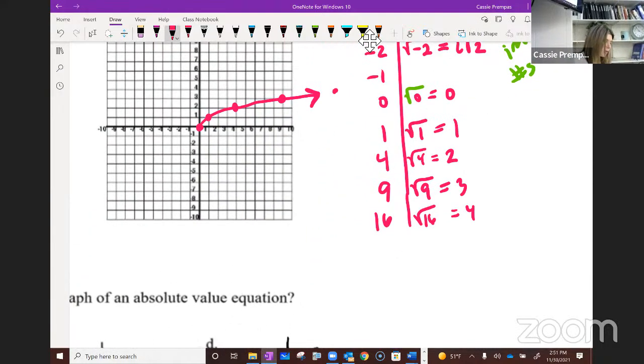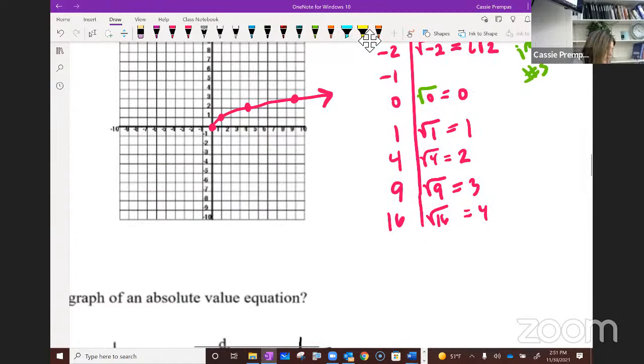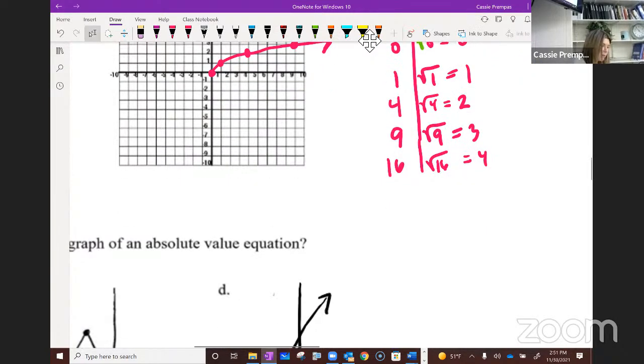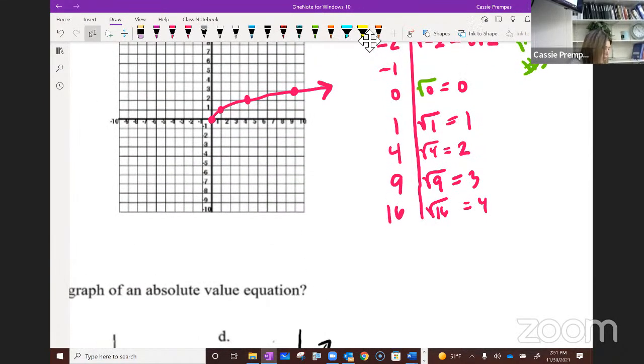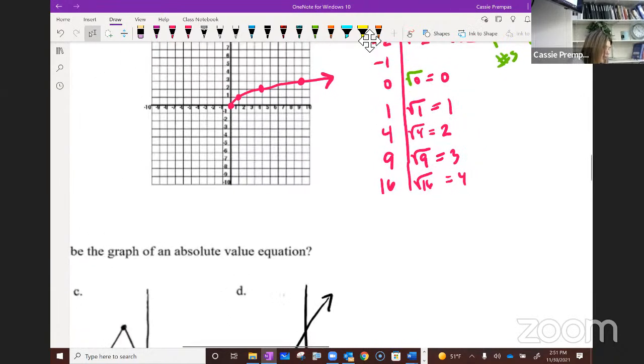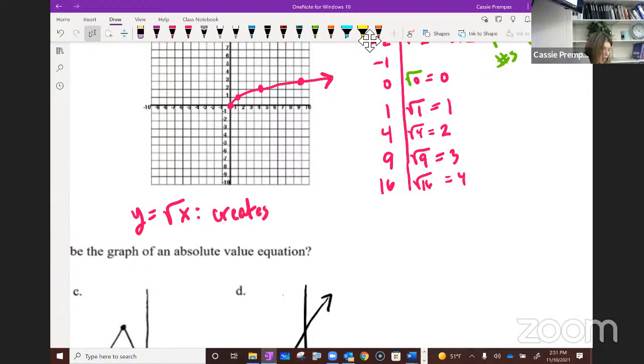We don't really have a name for it. I heard a different math teacher call it a shark fin. I don't know. We call it the square root graph. I just think it looks like a swoosh. I don't really know, to be honest. I'm sorry. So you do need to know just that shape it creates. If you want to call it a shark fin or you want to call it a swoosh, you just need to know it creates that shape.